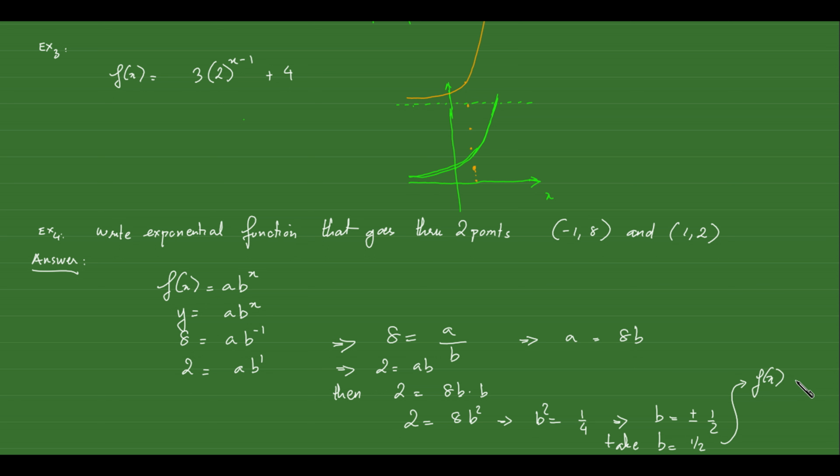Okay, and if you take b equal to half, then my final answer will be f of x equal... oh, we need to find a. So b is a half, so you plug in over here a times a half, and a equals 4. So my final function will be 4 times half raised to the x. There you go. So this is the decay factor because it's between 0 and 1.